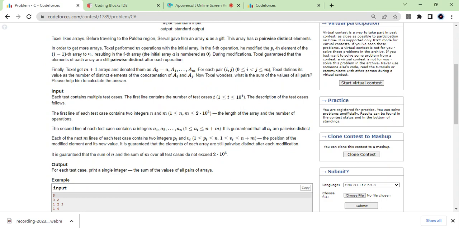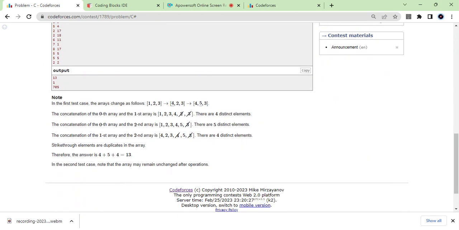Now what you have to do is take concatenations of these arrays with each other. So m arrays are there. How many possible concatenations will be there? MC2, right? So MC2 concatenations will be there. Concatenate every array with every other array possible, and then see the distinct elements in each concatenated array. Just count the distinct elements in all of these concatenated arrays, and then sum that up.